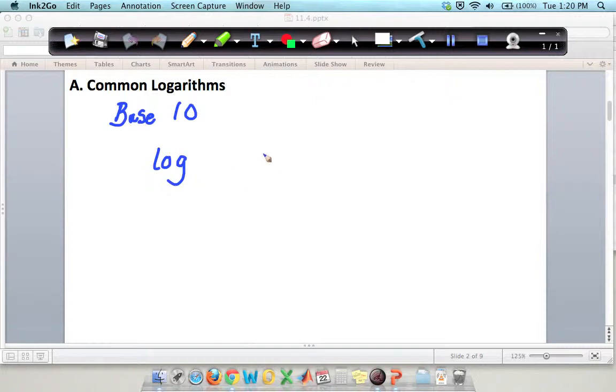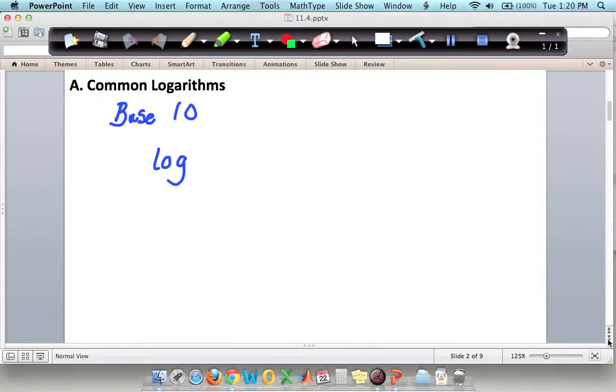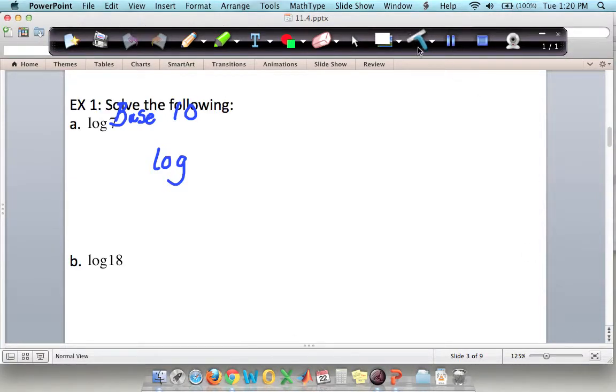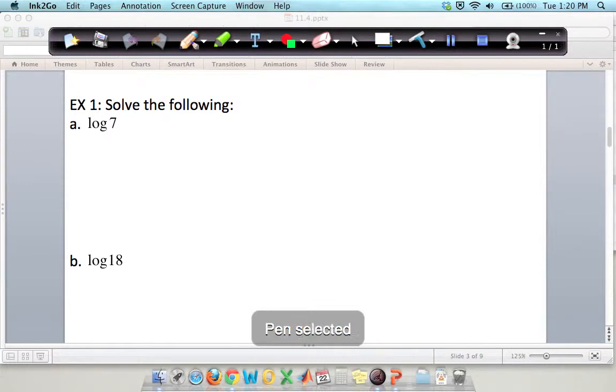So let's just use a couple of these. So let's solve log of 7. So this is base 10, it's not written. And just to remind you what this means, this is really saying 10 raised to what power is 7. And so you can kind of check to see if you have the right answer. This has to be a number less than 1. That's the only way you can get 10 raised to a power is 7.